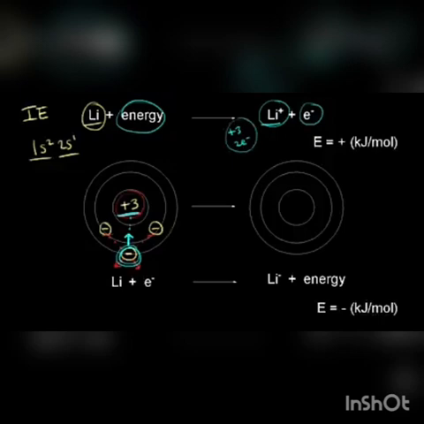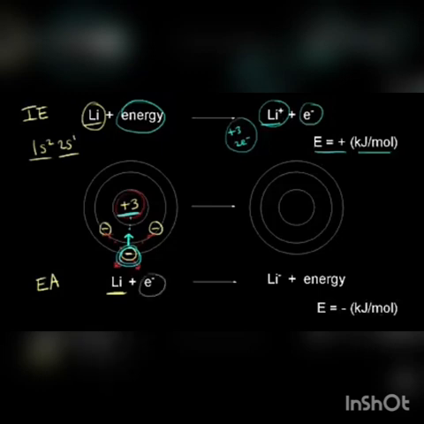Since this ionization takes energy to rip away the electron, the ionization energy is positive and it's measured in kilojoules per mole. Let's compare that with electron affinity. So in electron affinity, let's say we're starting with our neutral lithium atom again, but this time, instead of taking an electron away, we are adding an electron. So we would add an electron to the 2s orbital. So we started off with 3 electrons in the neutral lithium atom, and we're adding one more.